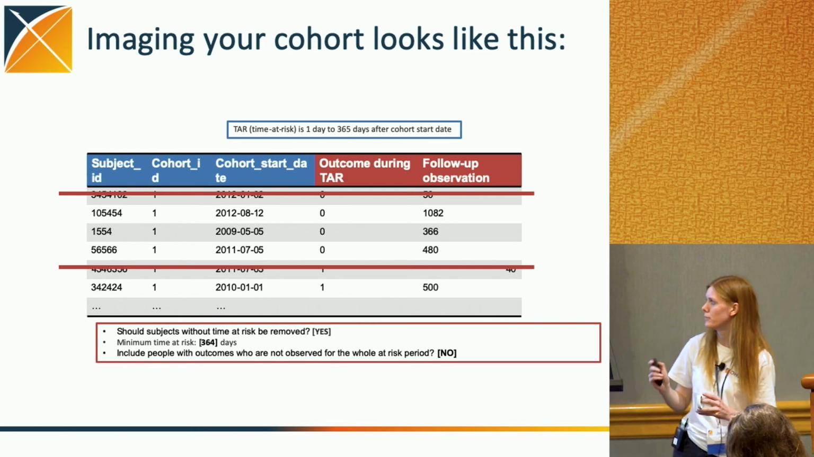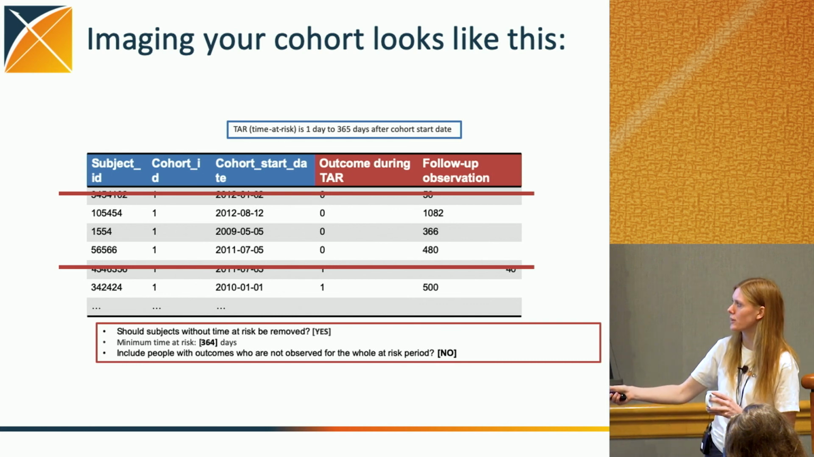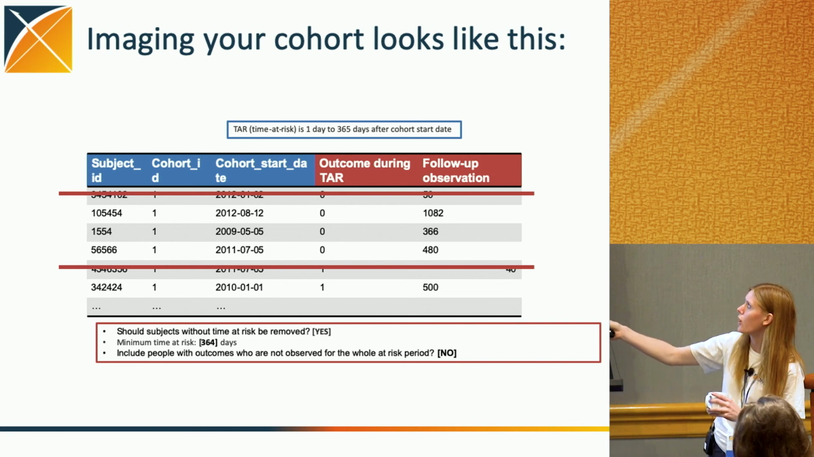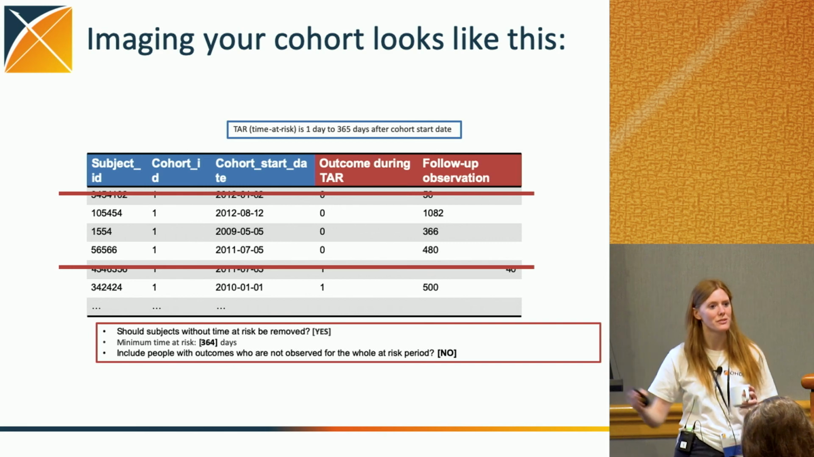So we want them to basically have the whole follow-up. And we're going to say the minimum time at risk is 364 days. So our prediction is a whole year. In these two settings, we're basically saying we want everyone to at least be observed.